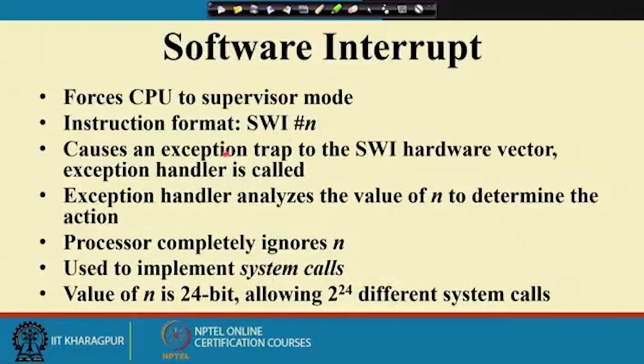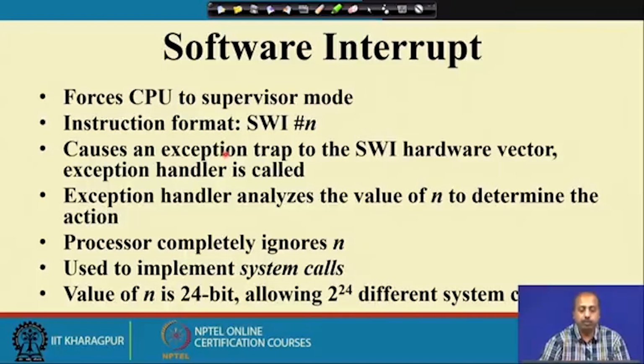Next, we will look into the software interrupt instructions. It forces the CPU into supervisor mode. In the case of a software interrupt, the instruction format is SWI-N, and it causes an exception trap to the SWI hardware vector. We will see what this vector address is. But before going into this, we need to look into the software interrupt concept a bit more.